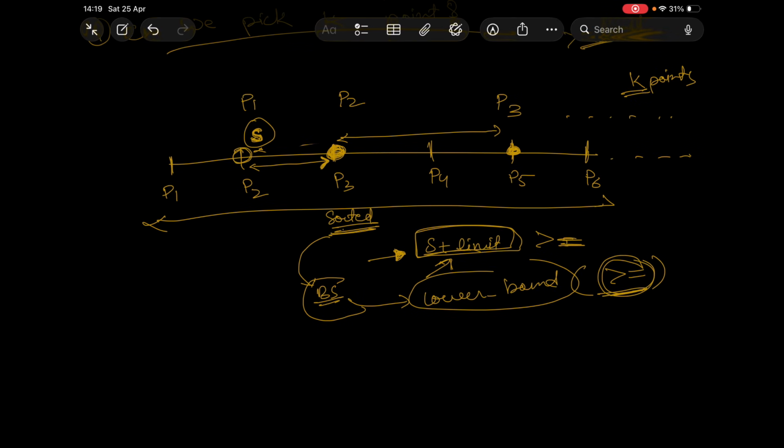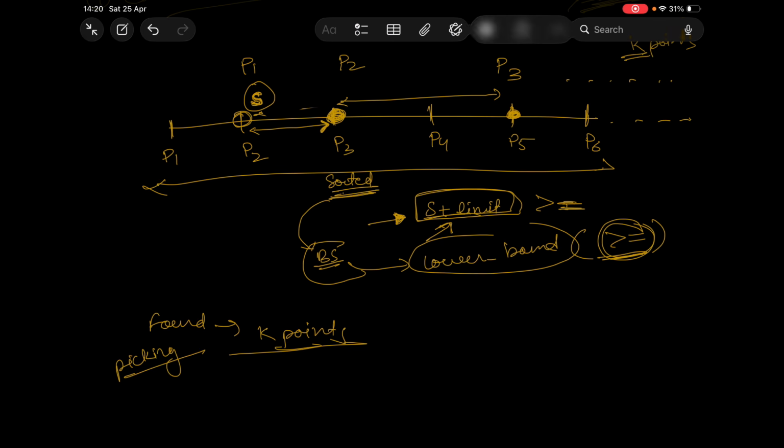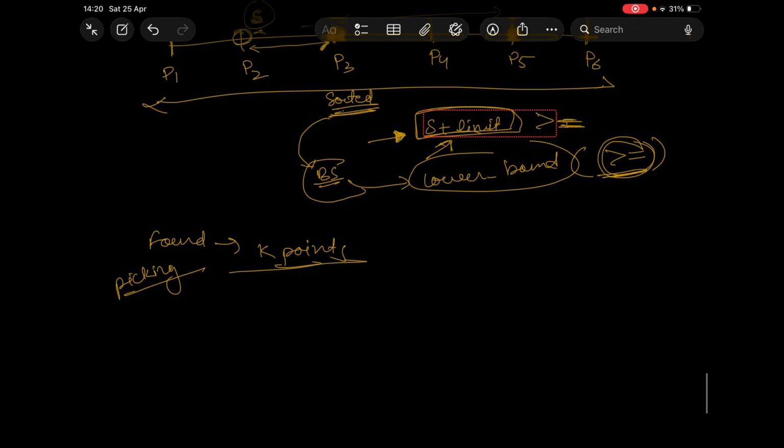So if I was able to find k points, basically placing, picking. If we were able to pick these k points, then what we can do is simply say that okay, this is a possible answer: with this limit we were able to pick k points, so possible answer.